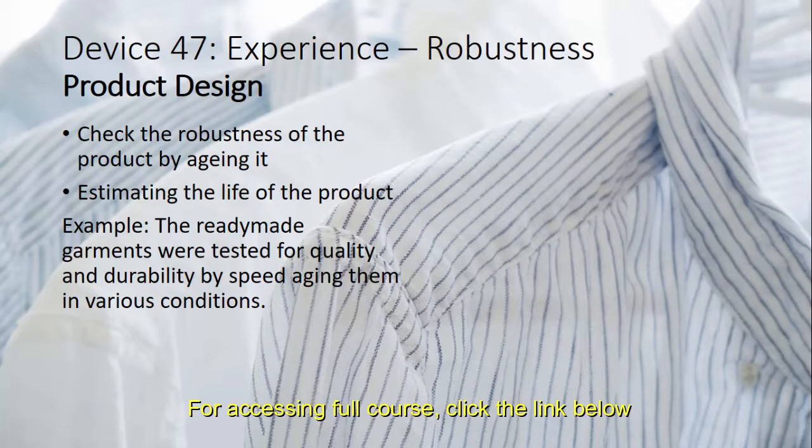Device 47 of the experience segment to design products is robustness. Check the robustness of the product by aging it. This is helpful in understanding and estimating the life of the product. Use various methods to age the product and test its robustness and quality. Find the weak areas which can affect the age of the product negatively so as to modify the design accordingly. Example: the ready-made garments were tested for quality and durability by speed aging them in various conditions.